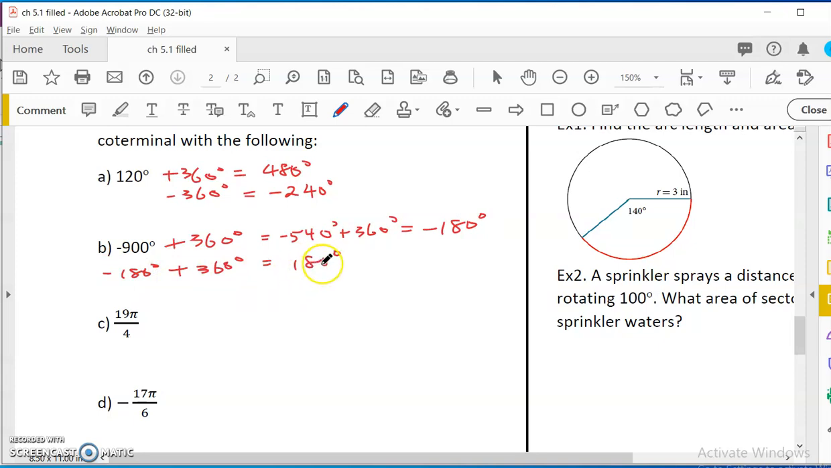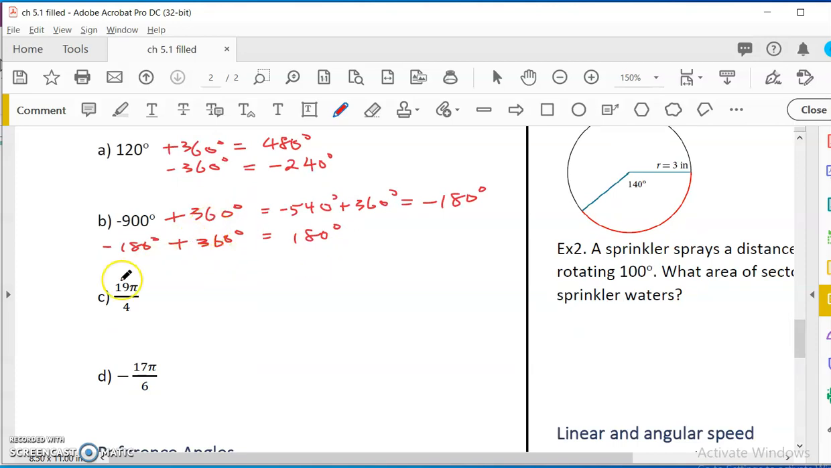So 180 degrees is actually coterminal with negative 900. What about these that are measured in radians? They don't have the degree sign, that means they are in radians. So I would subtract 2 pi, right? 2 pi is actually 8 pi over 4.